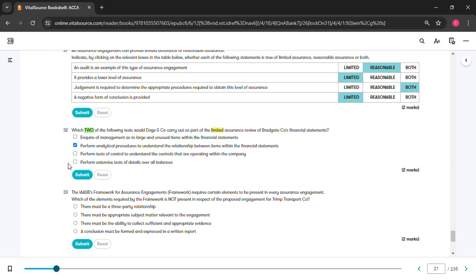You have to give reasons when you say no. Perform extensive tests of details on overall balances: the auditor will not do that on all balances. They will see where there is a risk of material misstatement, assess the risk, and based on the assessment of the risk, they will do the procedures. So point number 4 is not there. Yes, Laila, tell me 1 and 3.